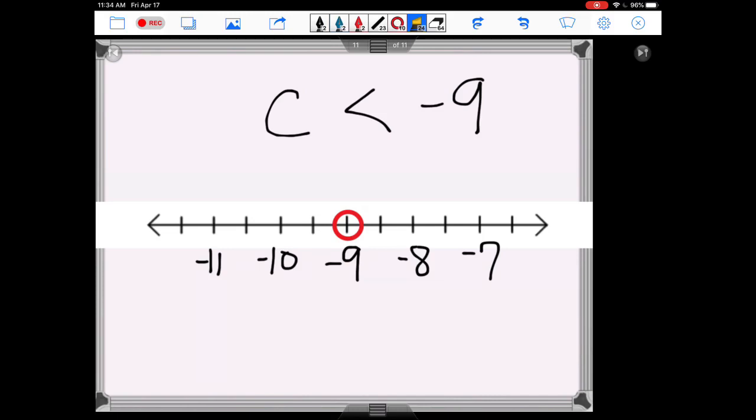But now, which numbers are less than negative 9? Which way would we shade this? Should we shade this to the negative 10 and negative 11, or towards the negative 8 and negative 7? Well, the less than side, because we're in the negatives, is actually going to be the negative 10 and negative 11. So there's our graph for c is less than negative 9.